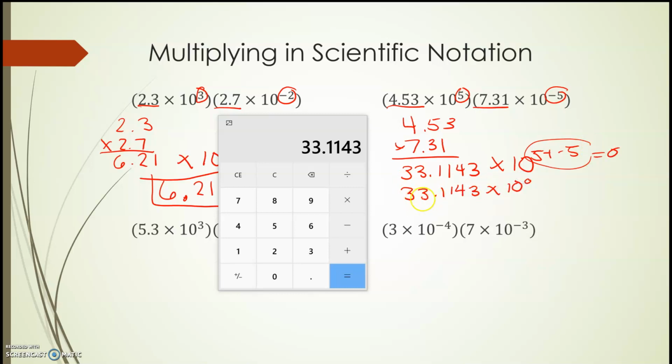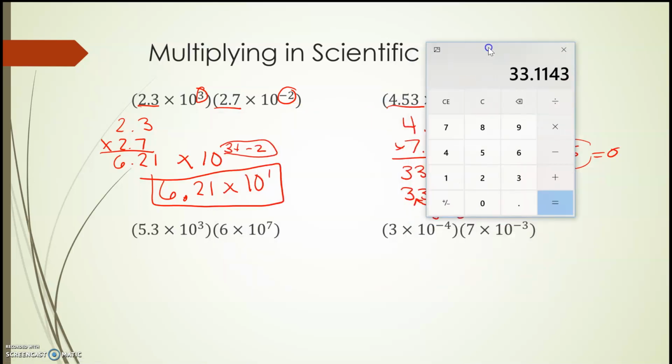The problem is that this decimal is not in the right spot. It needs to be over here. When you move it this way, you have a big number that you're making smaller. So you have to add 1 because you have a larger number than the 1. Okay? So you're making it bigger, so this is going to be 3.31143 times 10, and you add 1 to the exponent, 10 to the first power.